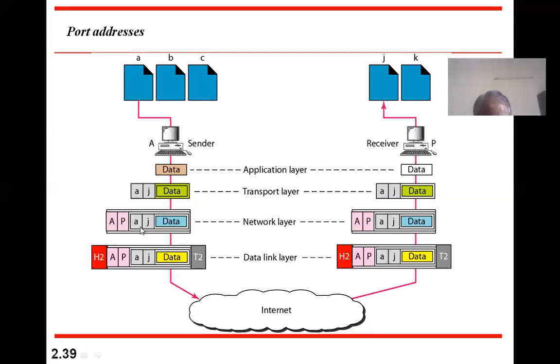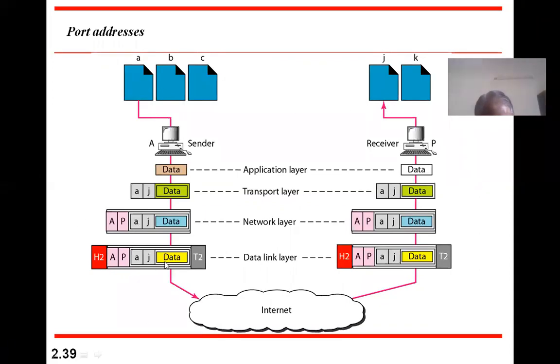So when it comes to the network layer, it gives node to node communication, right? Host to host. The host address here is A, and the host address here is P. That's why A is the source, P is the destination host. These A and P are host addresses, whereas A and J are process addresses.